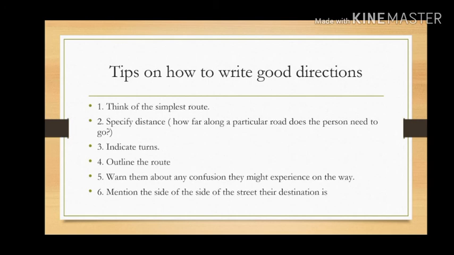Number 1. Think of the simplest route. Even if this route takes a lot longer than the usual one, it will be beneficial and easier to write out. Number 2, specify distance. How far along a particular road does the person need to go? Number 3, indicate turns. Number 4, outline the route. Number 5, warn them about any confusion they might experience on the way. And lastly, mention the side of the street their destination is located.